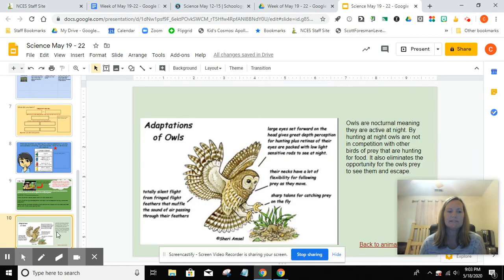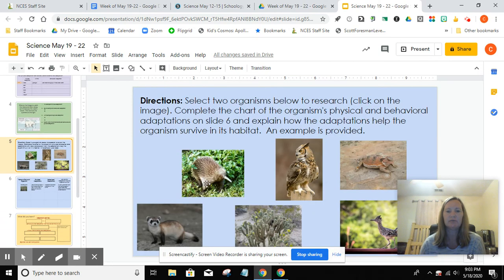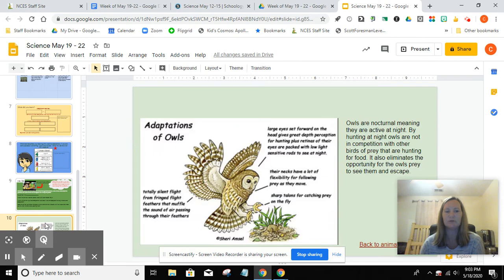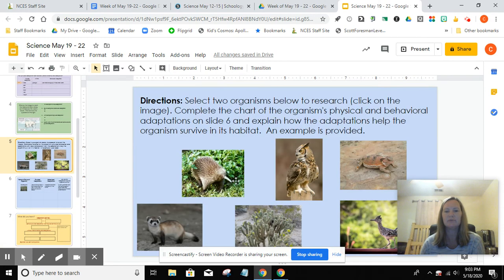And then, of course, slide 10, you're not doing anything here. That is just when you go to click on the owl here, it'll take you to slide 10. So that's basically the information, if that's what you're choosing to do, is the owl. So don't worry about slide 10. There's nothing that you're doing on that unless you're choosing the owl. It'll just take you directly there. So that's all that is, okay?